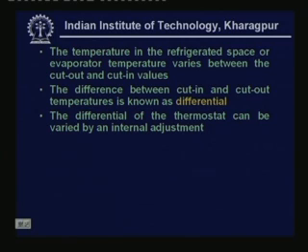And the differential of the thermostat can be varied by an internal adjustment. Let me give an example. You can have a thermostat which has a cut-in temperature of let us say 10 degrees centigrade and a cutout temperature of 9 degrees centigrade. That means when the thermostat senses that the temperature is 9 degrees centigrade, the switch opens and the compressor is switched off, at 9 degrees centigrade, which happens to be the cutout temperature. And as a result of the compressor being switched off, the refrigerated space temperature or evaporator temperature increases, and when this temperature reaches 10 degrees centigrade, then the system is switched on again. That means the temperature variation is between 9 to 10 degrees centigrade, and the difference between these two, that means 10 minus 9, is equal to 1 degree centigrade.